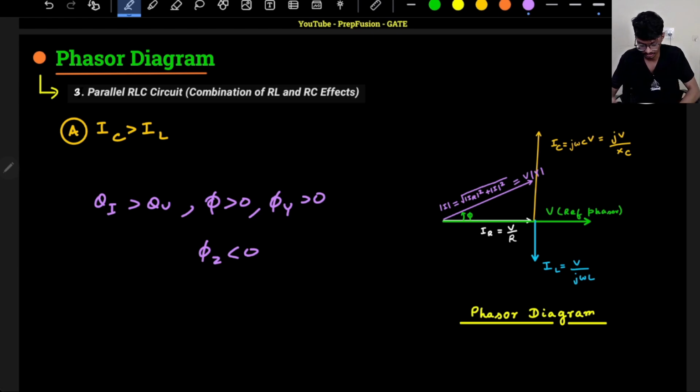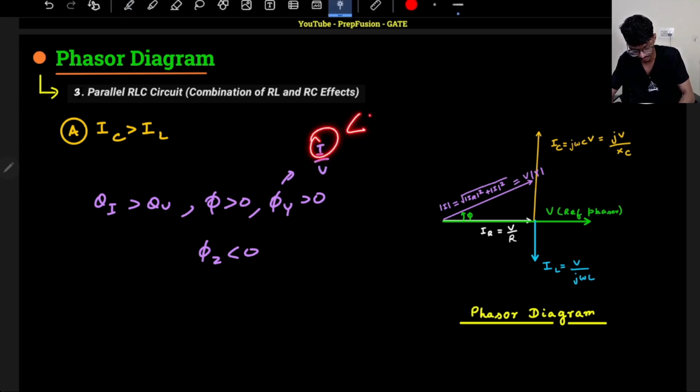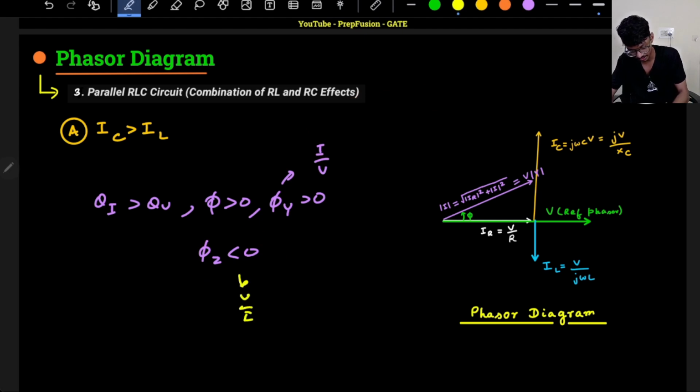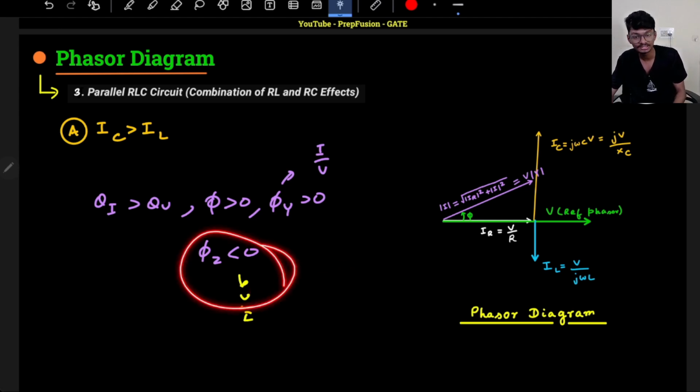In the end I will summarize all the angles. Why is this the case? Because it is I by V. If the current angle is more, I am subtracting theta I minus theta V, so of course I will get a positive quantity. This one is voltage over current, so I am subtracting theta V minus theta I. Theta I is more, so I am subtracting a bigger number from a smaller number, and of course I will get something negative. That's why I have written theta Z is negative.